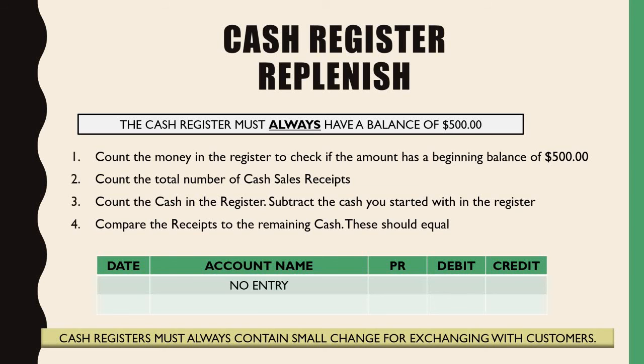That means you have the correct amount in your cash register and it matches with your total cash sales. Now, in this case, your cash register will not need to be replenished because it's being increased with the cash that you sold, right? You sold products, you're collecting the money.